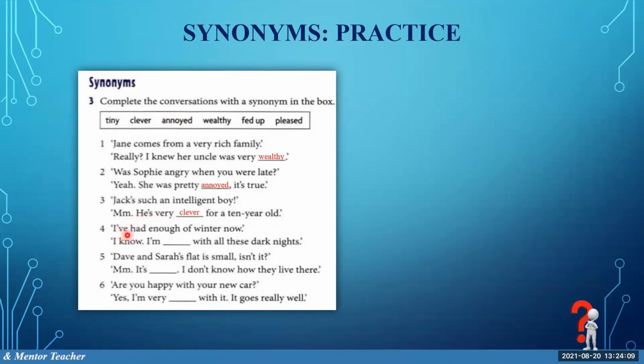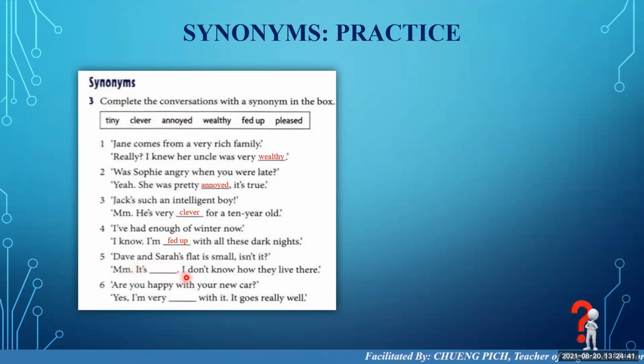Number 4, I've had enough of winter snow. I know. I'm... with all these dark nights. So enough of winter. We have a phrase to complete, which is fed up. So I'm fed up with all these dark nights. Number 5, Dave and Sarah's flat is small, isn't it?